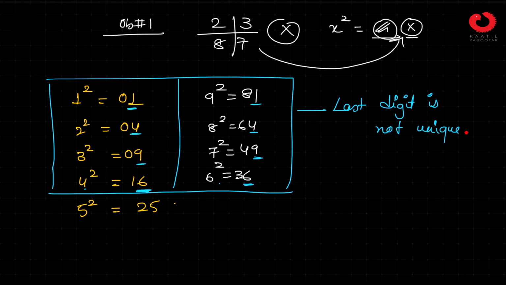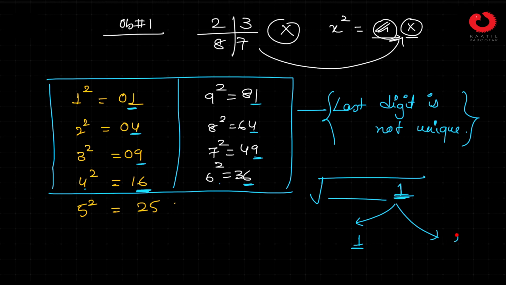So what problem will it pose to us? Right now, this understanding will not create any trouble in squaring a number. But in future, when I tell you how to find the square root of a number ending in 1, you will be trapped with two options: whether the square root of that number ends with 1 or with 9.